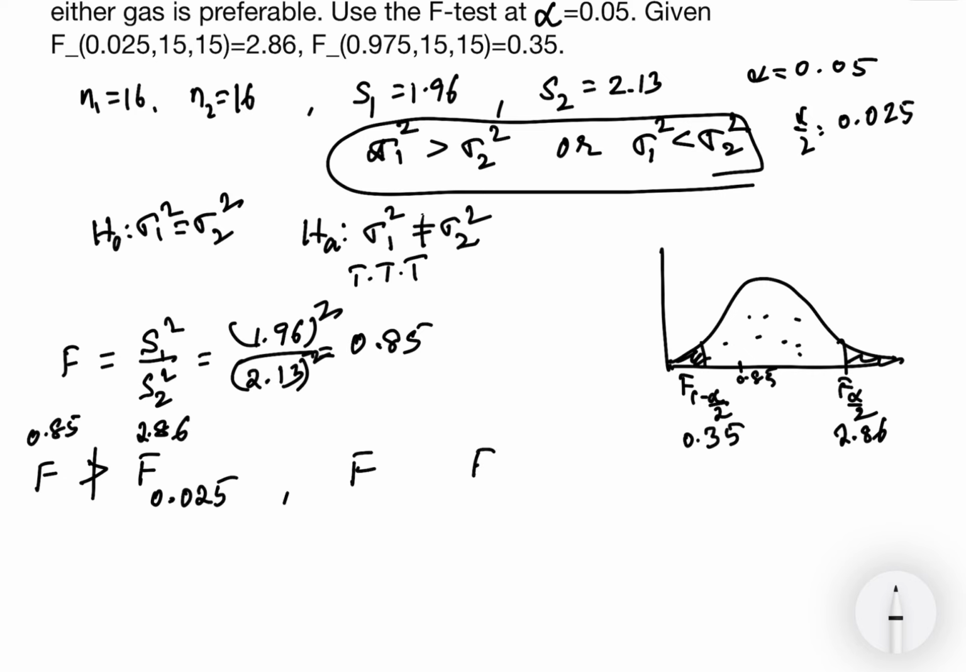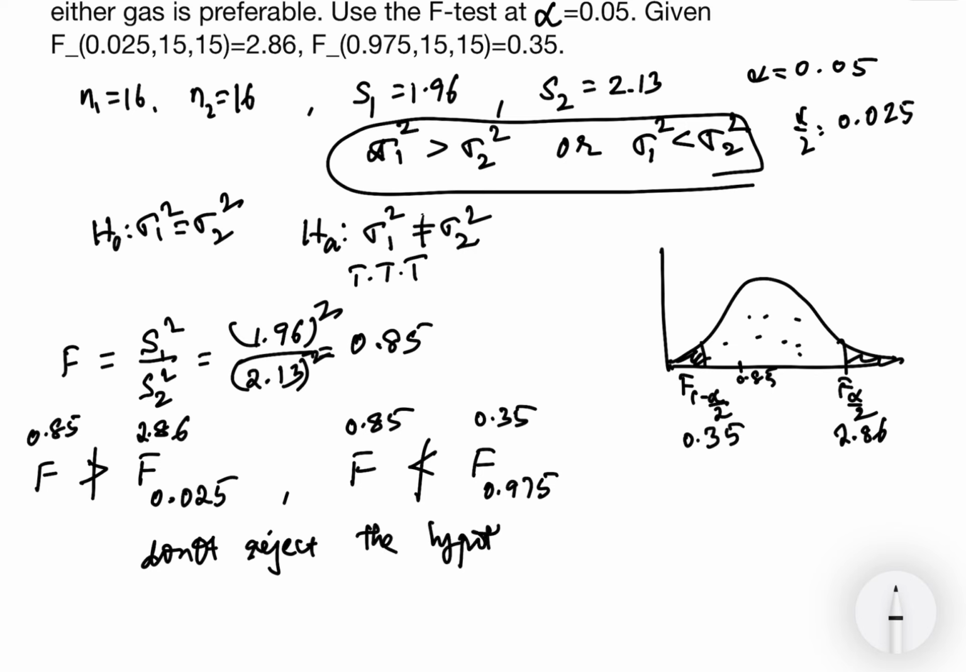Similarly, F and F 0.975 is compared, and we do want to check whether F is less than. F is 0.85 and F 0.975 is 0.35. Certainly 0.85 is not less than 0.35. That means we do not reject the hypothesis. So therefore do not reject the hypothesis. So that means to say that there is no strong evidence to indicate that either gas is preferable.